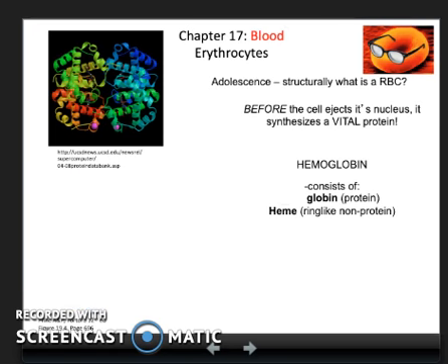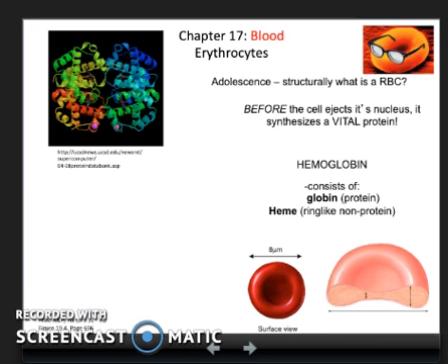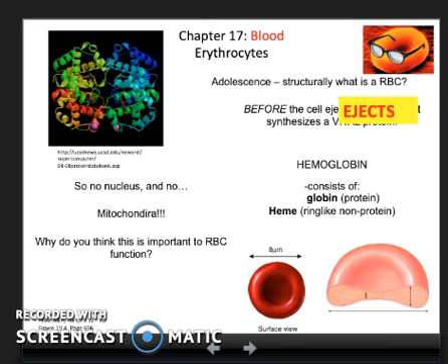Okay, so like I said, we've got our biconcave cells. Before the cell ejects its nucleus, it has to synthesize this hemoglobin, right? So no nucleus and no mitochondria. I want you to pause this and think about why this is important to the function of red blood cells. So go ahead and pause it, think about it, and move on.